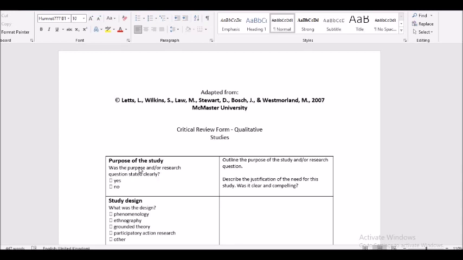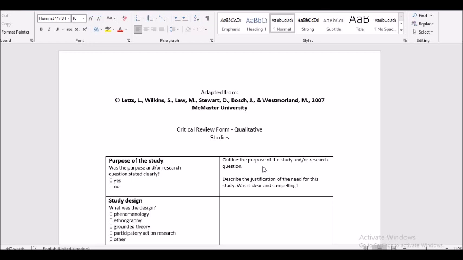Now see, the first form is this one, purpose of the study. Now this is where I started off yesterday, and the question is very clearly asked to you. Was the purpose and or research question stated clearly? You just have to mention either yes or no and come over. So you see, the review form has been divided into two columns. One wherein you are asking a question, and whatever your answers are, they would be documented or recorded on the right hand side. So here is the question, outline the purpose of the study and or research question.